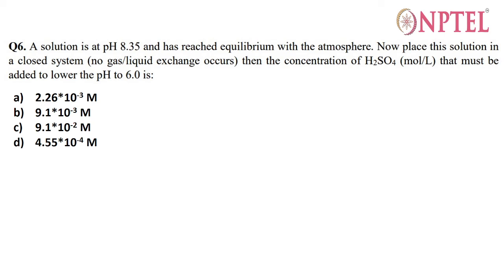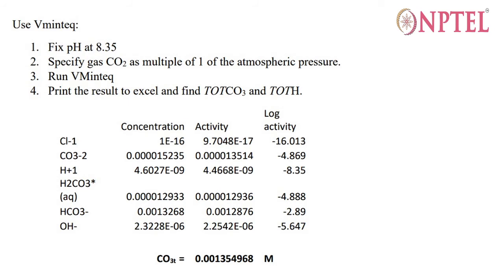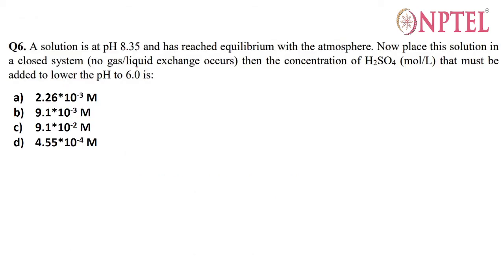Okay, we'll go for the solution, not wait anymore. So the answer will be D, 4.55 times 10 to the power minus 4 molar. This is how we will solve. First, we have to fix the pH at 8.35, right? The 8.35 pH is given, and it is in equilibrium with the atmosphere. When it was the solution, it was an open system, in equilibrium with its atmosphere. Now the solution is placed in a closed system. Now it's a closed system when you are adding this H2SO4 solution.